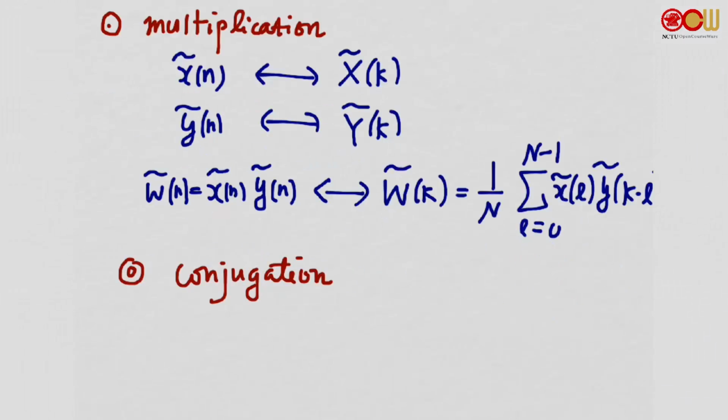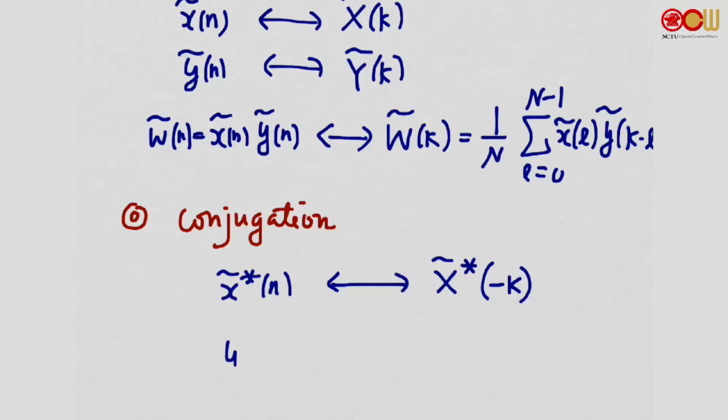We also have many properties that follow directly from properties of the DTFT, because after all, DFT values are samples of the DTFT. For example, if we do conjugation in the time domain, then correspondingly in the frequency domain we have x tilde of minus k conjugate. So y tilde conjugate of minus n will correspond to y tilde conjugate of minus k.